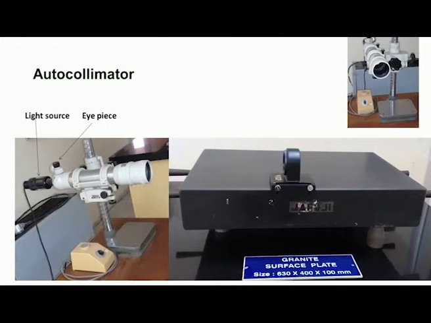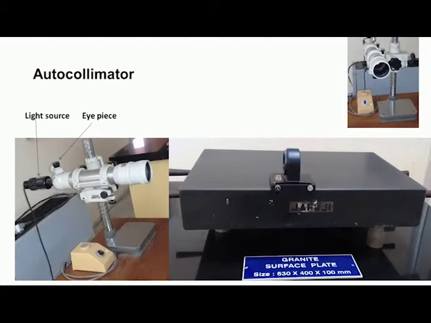Now you can see some photographs of autocollimator. We have the autocollimator, and this is the vertical stand to adjust the height of the collimator tube depending upon the workpiece height. You can see the light source, and then this is the power supply for the light source, and we have to view the readings through this eyepiece, and a micrometer is also attached to the eyepiece.